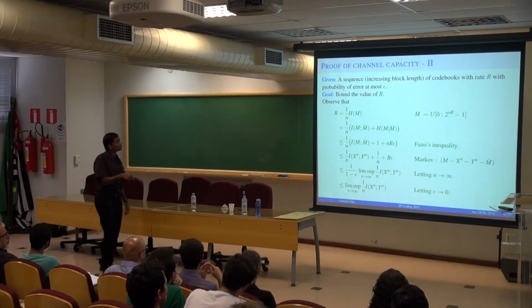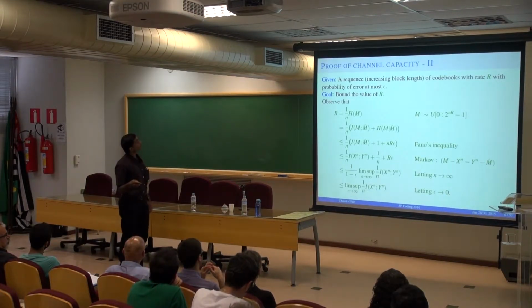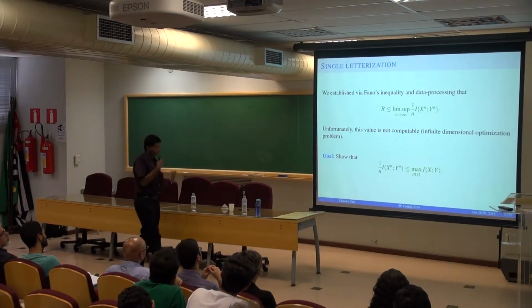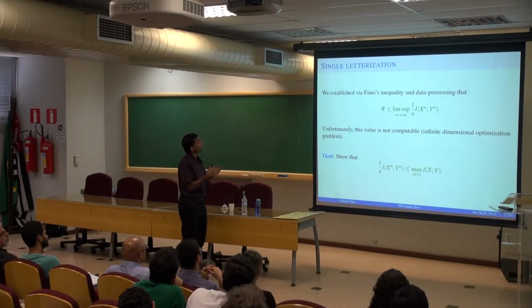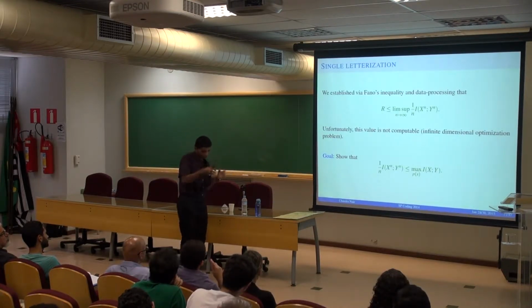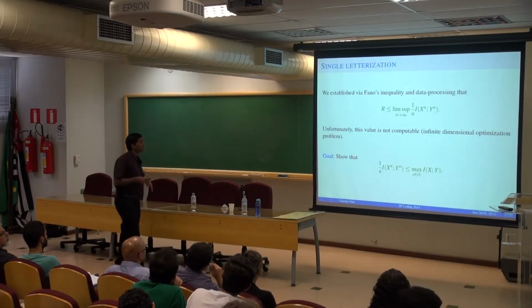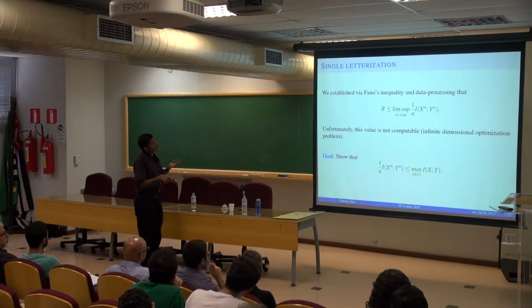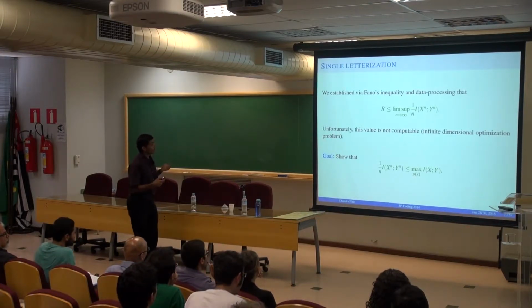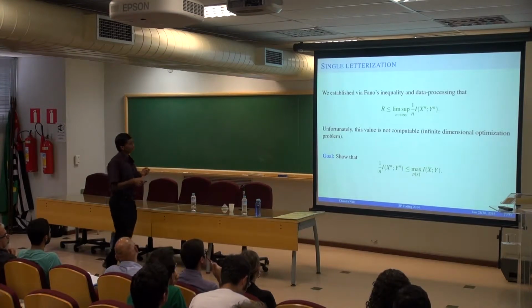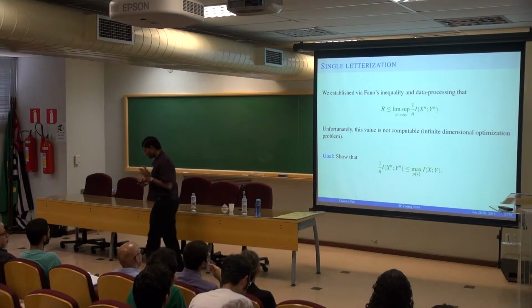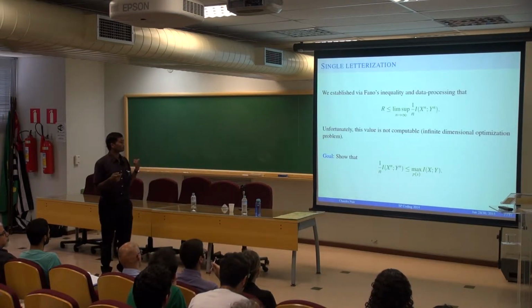So we have this expression, but what is bad about it? We established that this is true. Unfortunately, this is not computable because it's an infinite dimensional problem. You're working in spaces that are going very, very large. So our goal is to show that for any n, 1 over n I(x^n; y^n) is at most the value when n equals 1, max over p of x of I(x_1; y_1). That's our goal to show. And this is what I'll call a single-letterization argument. We'll use it later, but it's good to see at least one.